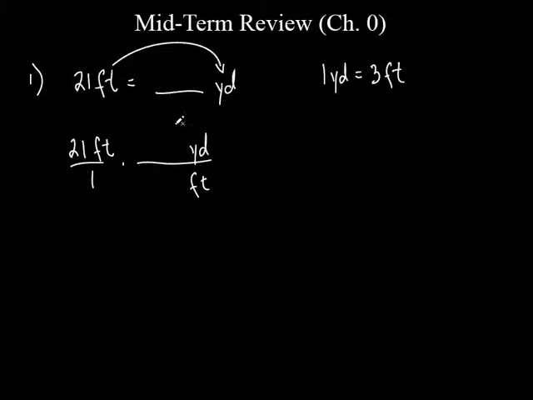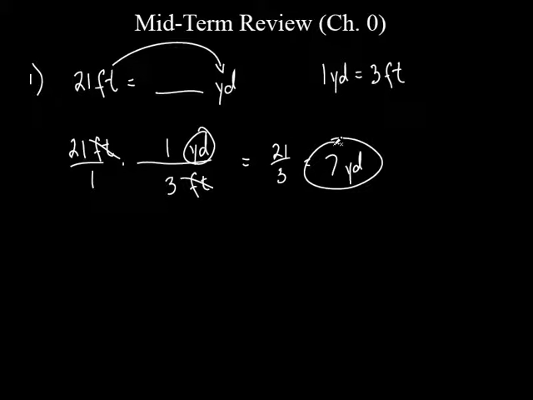Now I got to figure out what number goes where. Yeah, 1 goes with the yard and 3 goes with the feet, right? So the 1 goes on top and the 3 with the feet go on the bottom. And let's cancel out. The feet cancel out. And what are you going to do with this 21 and this 3? You divide it. So it's 21 divided by 3, which is 7. And then it's in yards, so we put 7 yards. That's all there is to it.